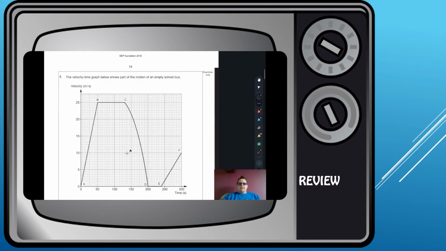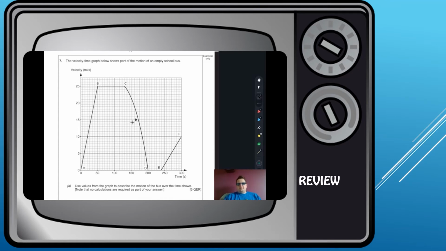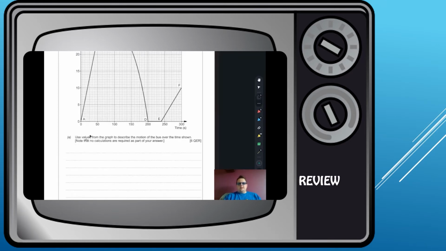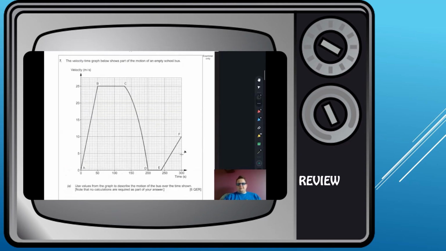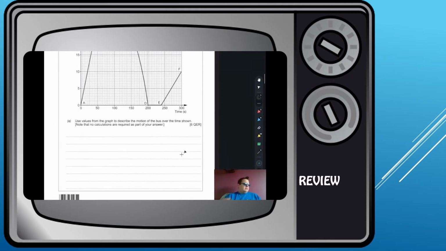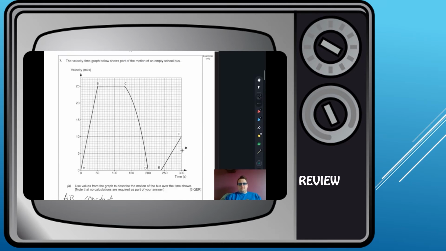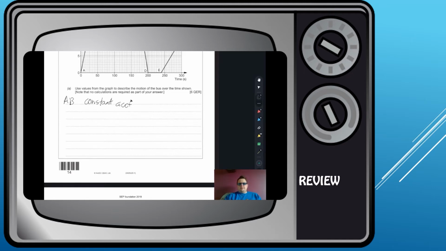Okay, question 7 then. A velocity time graph below shows the motion of an empty school bus. Use values from the graph to describe the motion of the bus over the time shown. So what I would do here is go through each section talking about what's going on. So from A to B, we have constant acceleration.